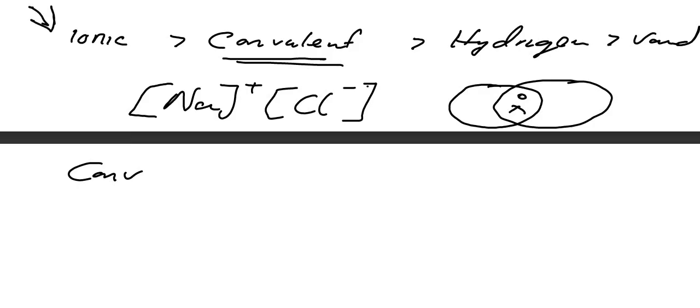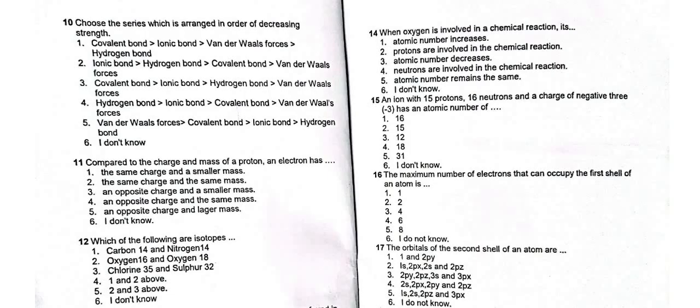This is the normal, but the conventional one is that covalent comes first, followed by ionic, then hydrogen, then you have van der Waals this side. So hope that's okay. That settles the dispute. Then how about number 11? What's the correct answer here on number 11?